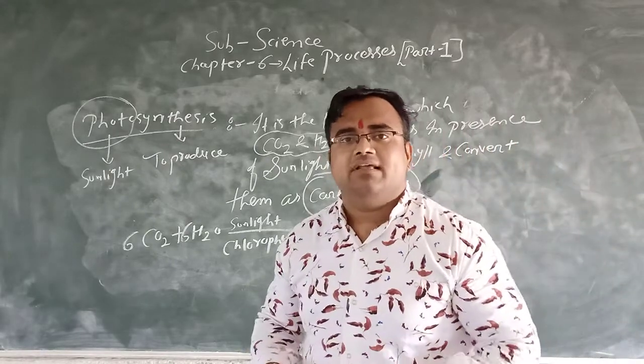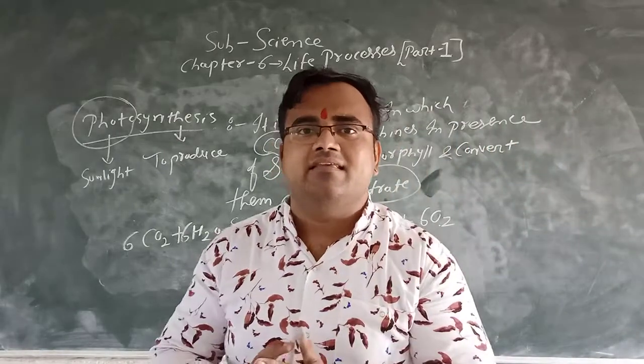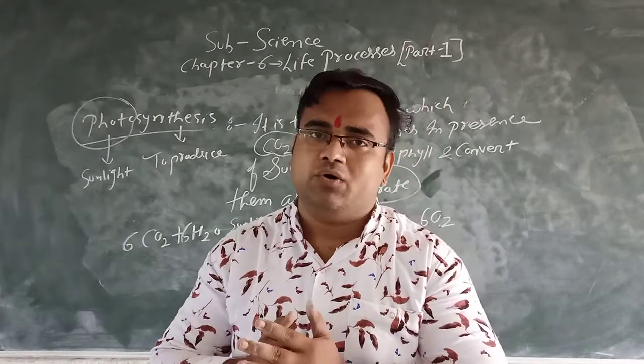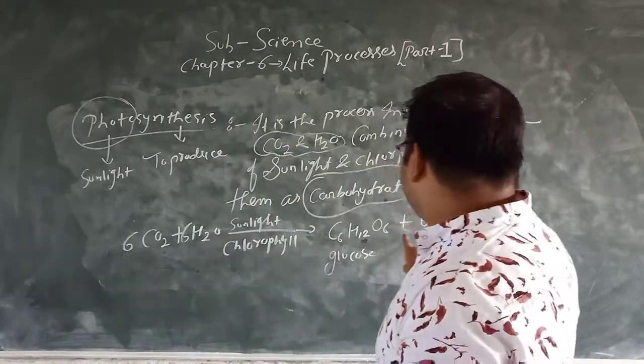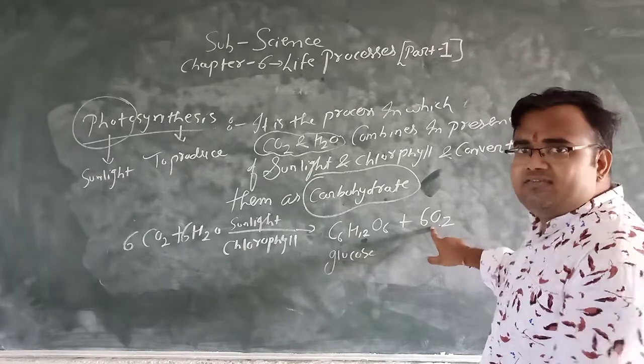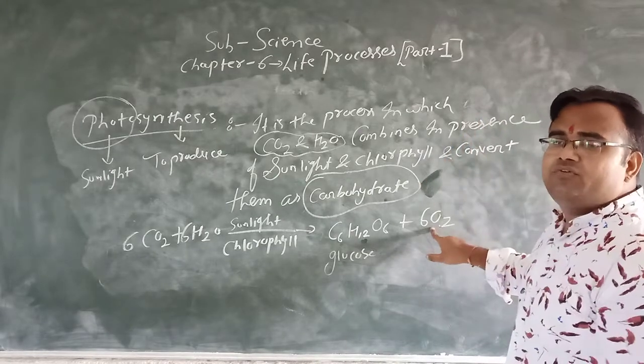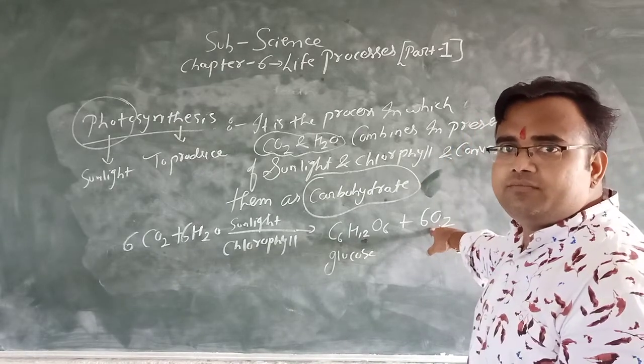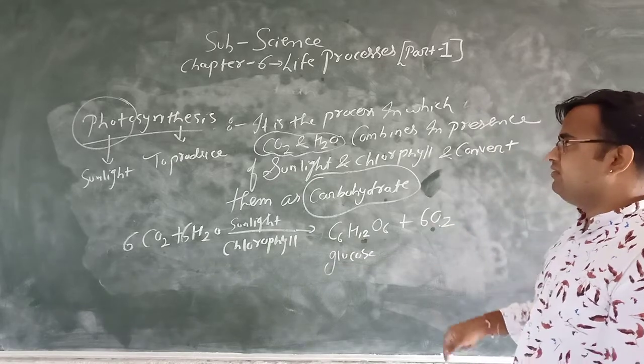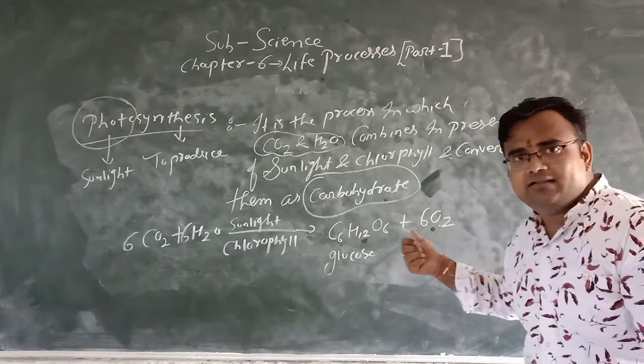It releases the oxygen. Now we say that plant releases oxygen or plant gives us oxygen. So this oxygen is released in the environment. Since this oxygen is released in the environment, we will get the pure oxygen by the process of photosynthesis. You can write.